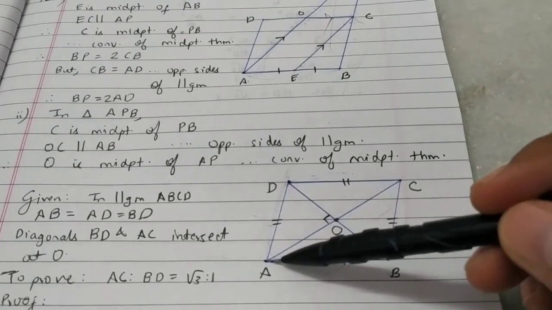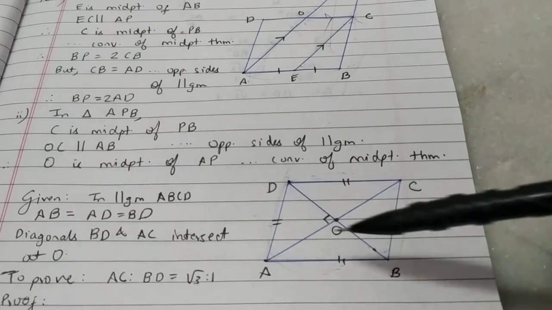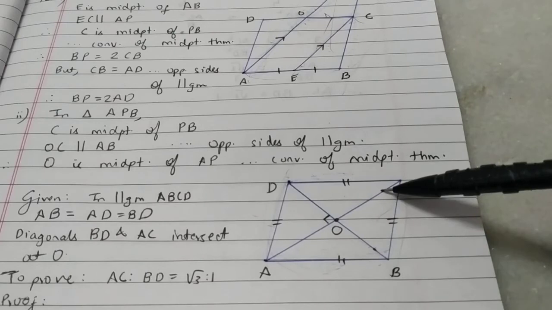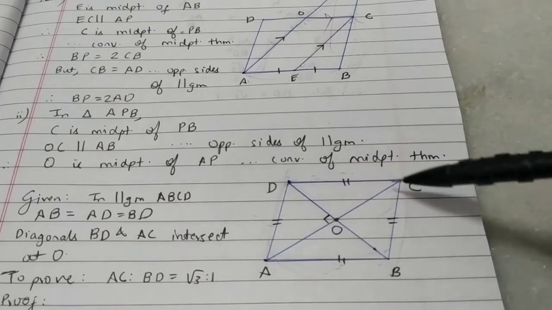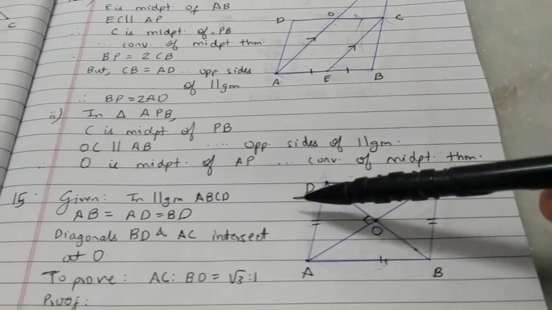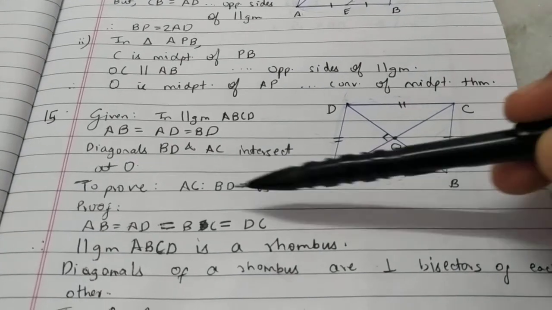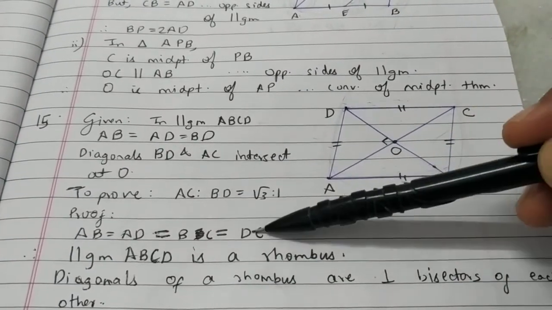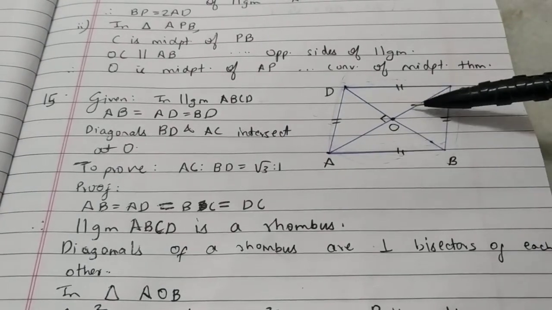In a rhombus, the diagonals are not equal. No. However, the diagonals are perpendicular bisectors of each other. That is why it was important for us to prove first that it is a rhombus. Here the given is not given, so you have to mention the given properly in the to prove as well. And then the proof starts. So first we prove it to be a rhombus. Then we use this property that diagonals are perpendicular bisectors of each other.